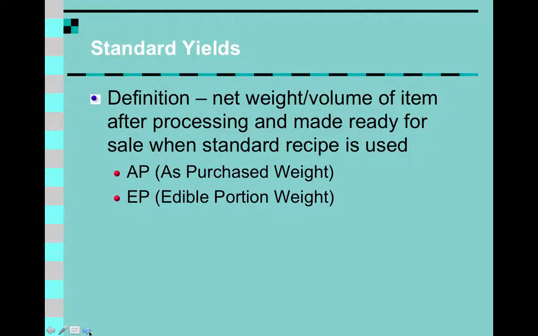Standard yields. Yield is how much something produces. So it's the net weight or volume of an item after processing and when it's made ready for sale. So in the book, you'll see this abbreviation of AP and EP. AP is as purchased. EP is edible portion.